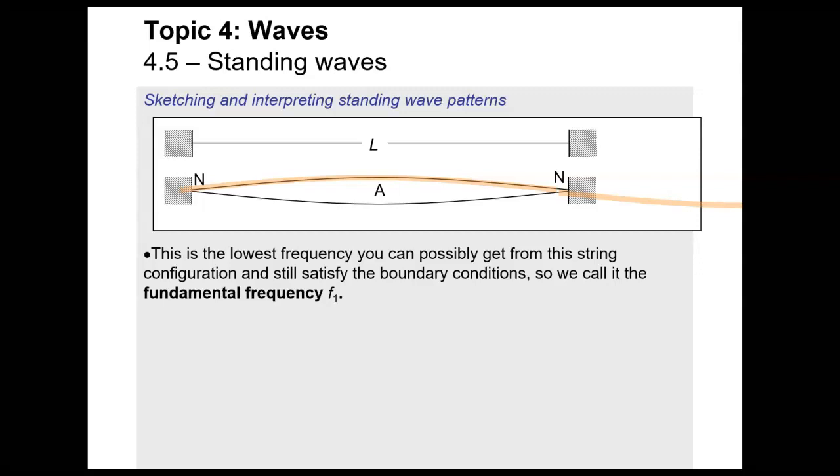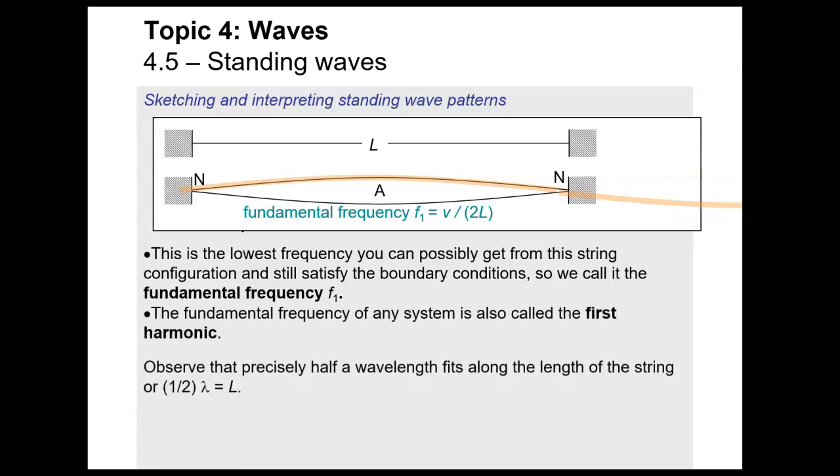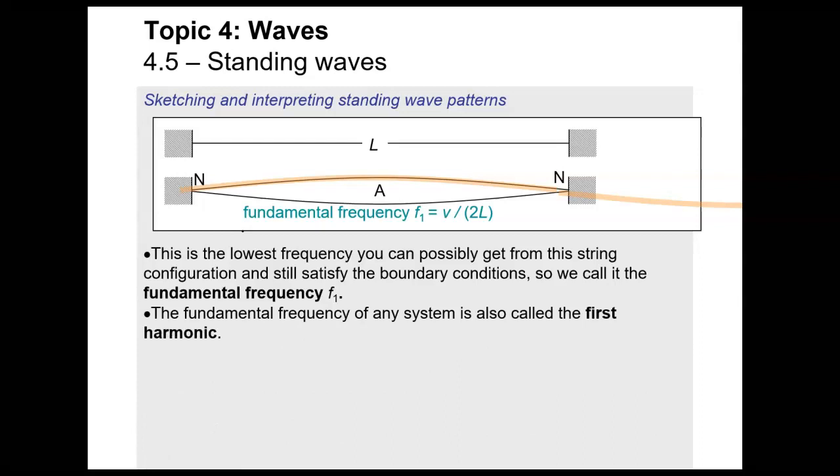Okay, and so at this first harmonic, at this frequency which we call F1, we get the most basic type of standing wave you can imagine. And in this situation you can see visually that the length of the string is half of a wavelength. Now, notice an equation popped up here, F1 equals V divided by 2L. Okay, so where does this F1 equals V over 2L come from?